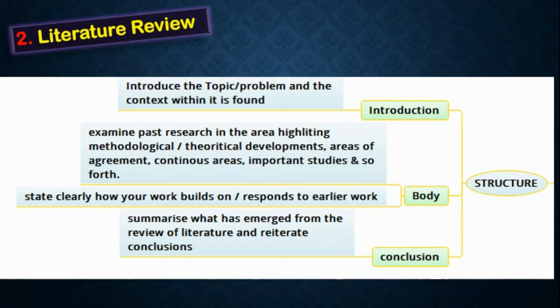Examine past research in the area, highlighting methodological and theoretical development, areas of agreement, continuous areas, important studies, and so forth. Here your job is to add your interpretation, discussion, and the significance of the findings in relation to the literature as a whole. And then in the body, critical evaluation, mention the strengths and weaknesses of your sources, of the articles you found. And then the last one, conclusion.